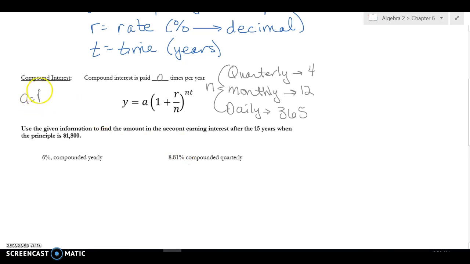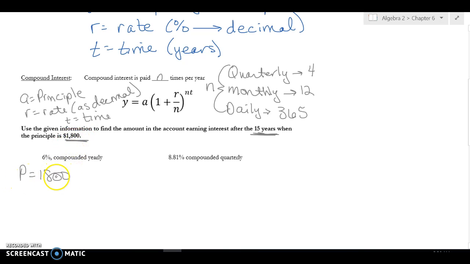A is still your principal. R is still your rate as a decimal. And T is still time. So let's do 2 of these problems so you see what happens. So use the given information to find it after 15 years and $1,800. So my P is 1,800. My R is right here, 0.06. My T is 15 years.